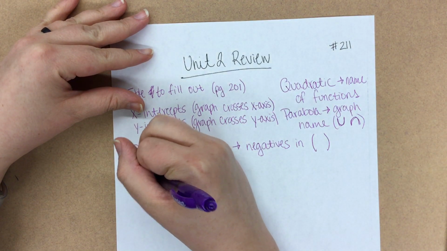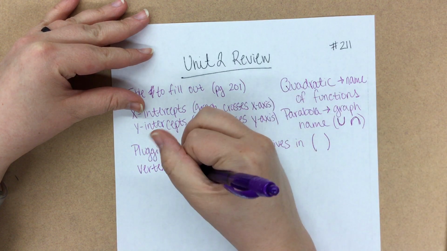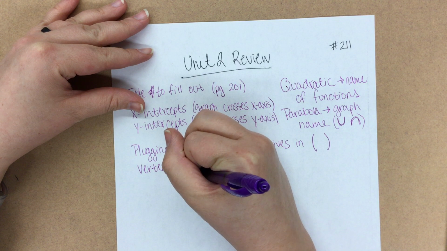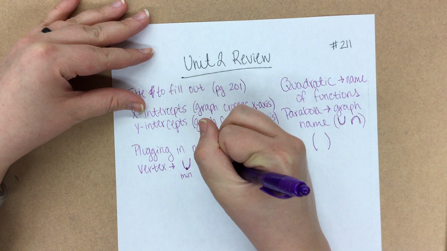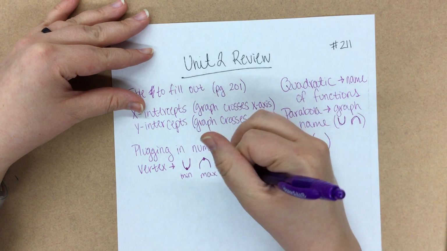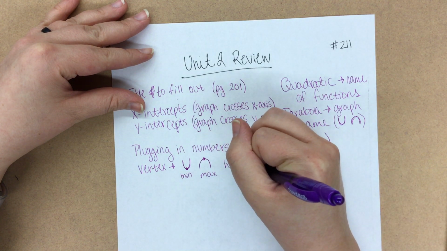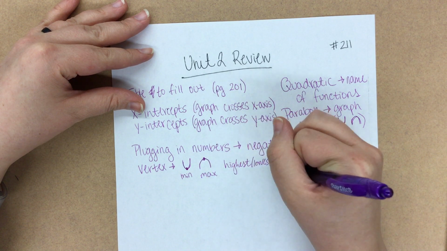Okay. You want to know that a vertex is the point where the graph turns around. It's either that lowest point, so that would be a minimum here, or it's that highest point, so that would be a max. So again, that's the highest or lowest point.